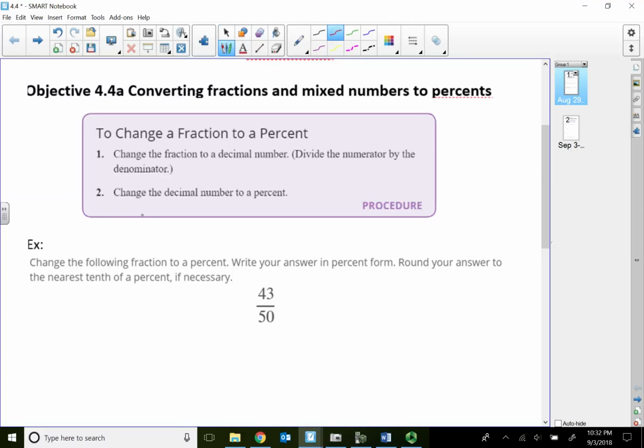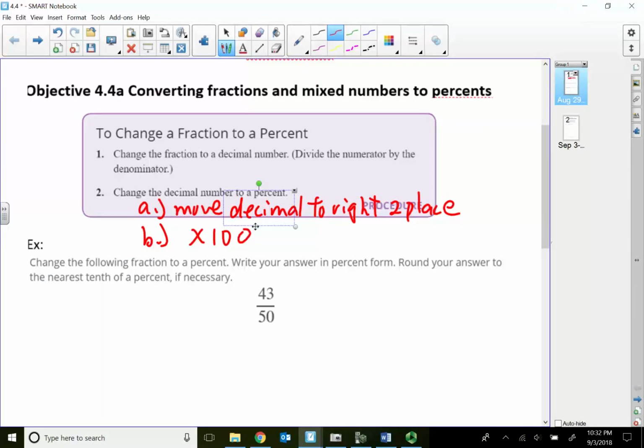To be more specific, it can either be move decimal to the right, like I demonstrated in the previous videos. Move decimal to the right 2 places, or you can say times 100 in the calculator. Okay, it's the same thing.